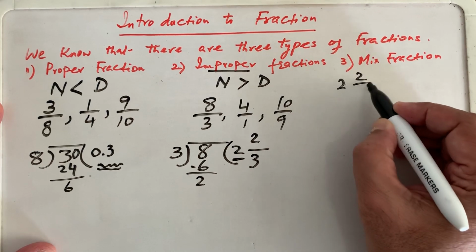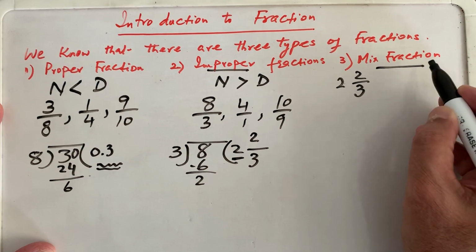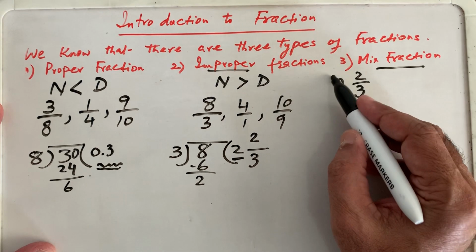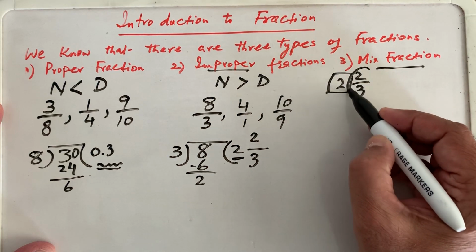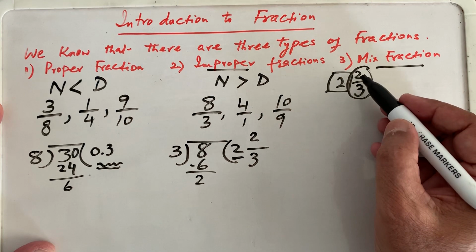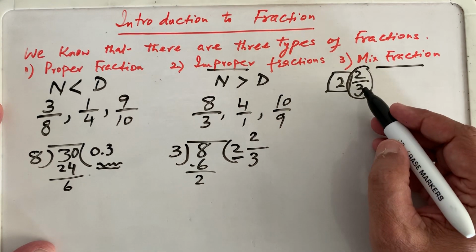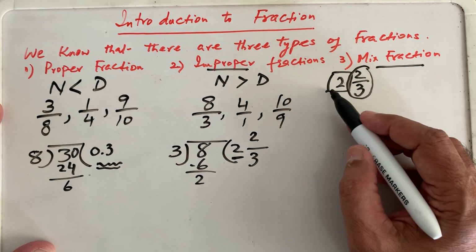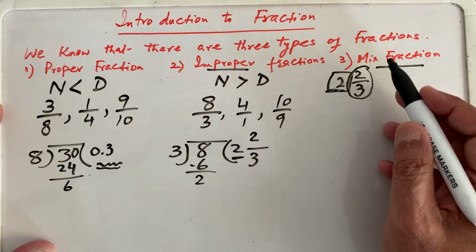Now when we have an improper fraction and we divide, we have something like 2 and 2 by 3. These types of fractions are called mixed fractions or mixed numbers. Why are they called mixed numbers? Because they have a whole number and another part beside the whole number which is a proper fraction. You can see here the numerator is less than the denominator. So this part is a real fraction, but this part is a whole number, 2 whole and 2 by 3. So this is called a mixed fraction.